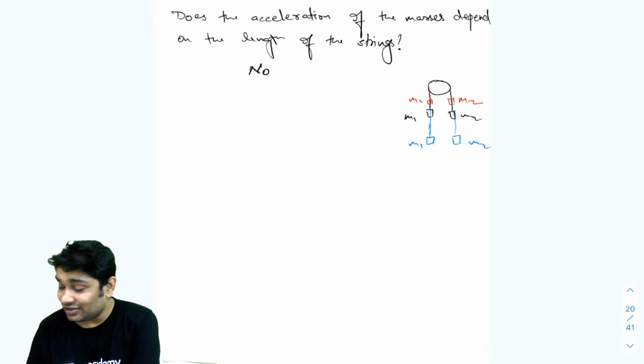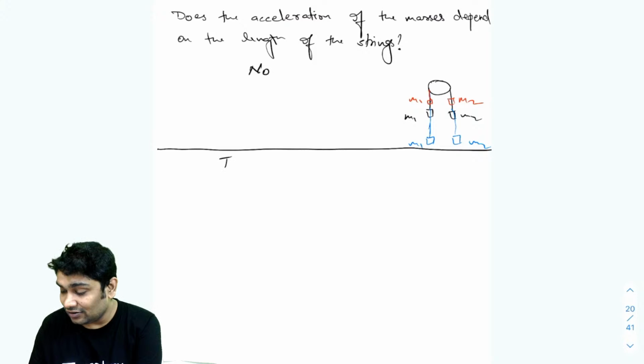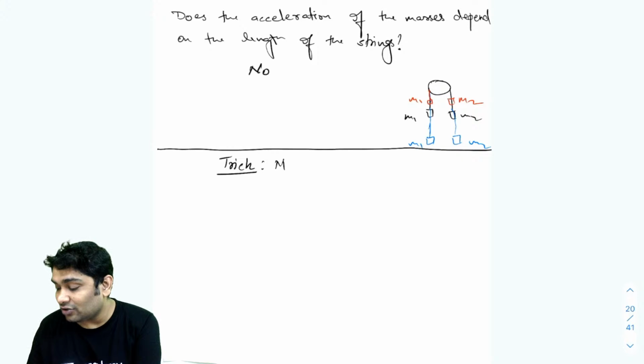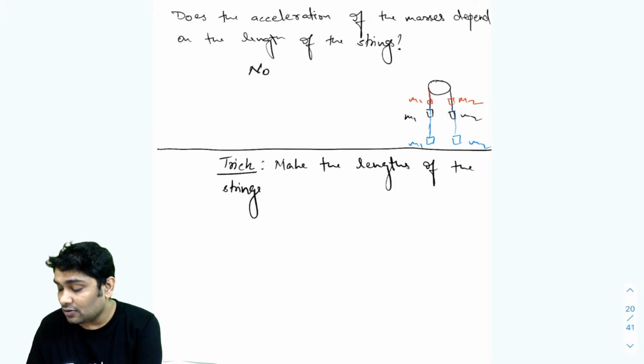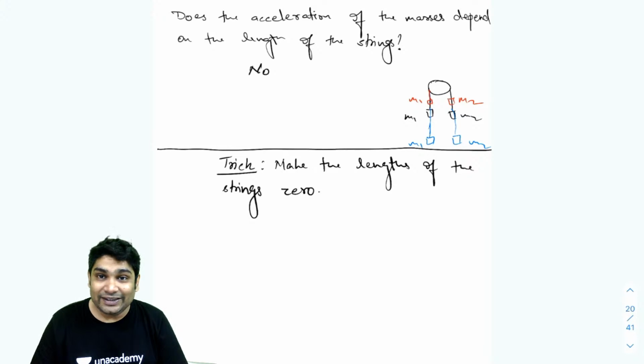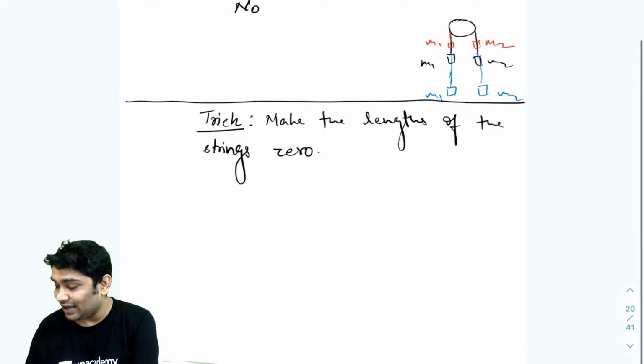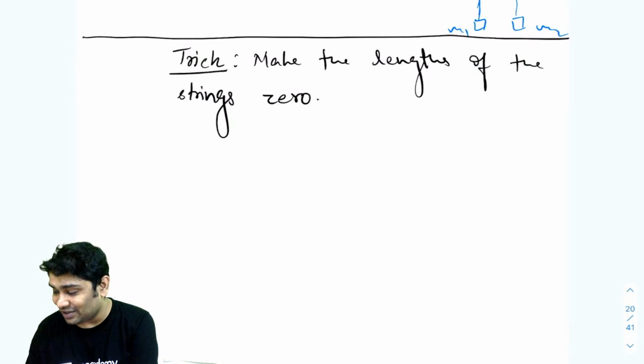So now here comes the trick. I hope you understand this. The trick is to make the lengths of the strings zero. So that is going to be the trick. Now let's see what happens now, and assume that these masses are point masses.